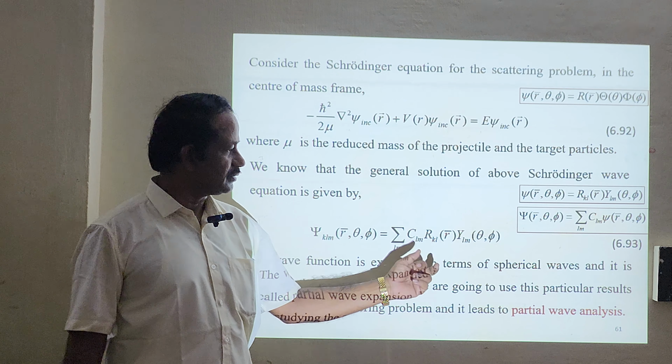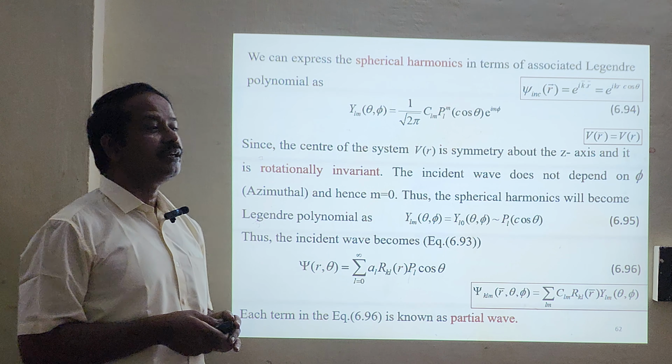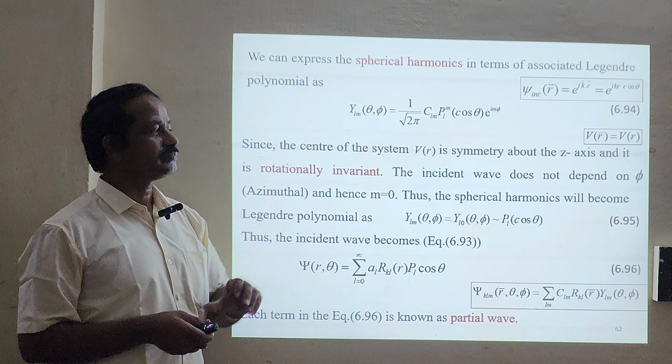e to the power i m phi. Of course, we will have to go only with the spherical symmetry, and spherical symmetry is nothing but being rotationally invariant: V of vector r equals V of r. And as I said earlier, we will have to remove this phi; phi should be constant, as we just discussed.